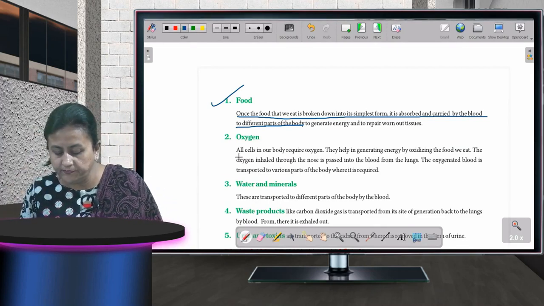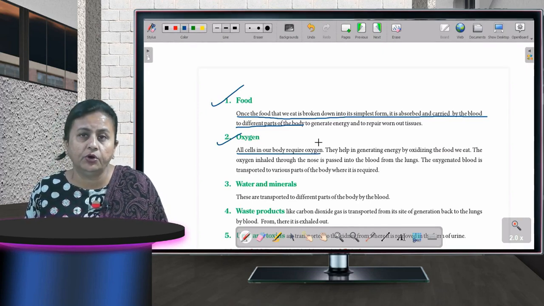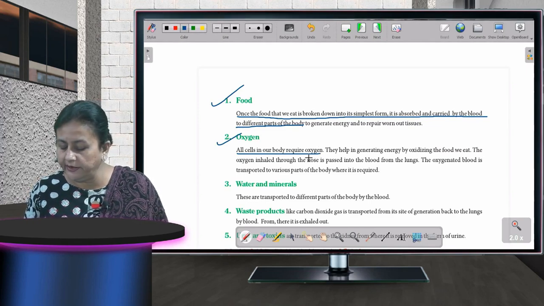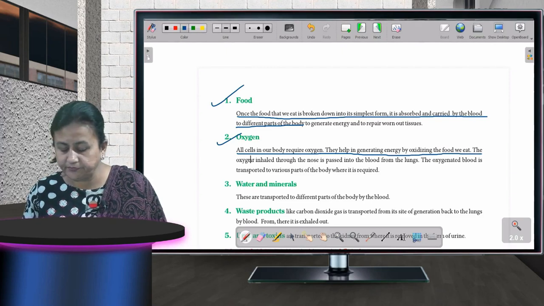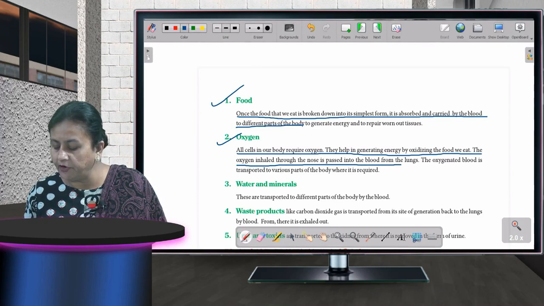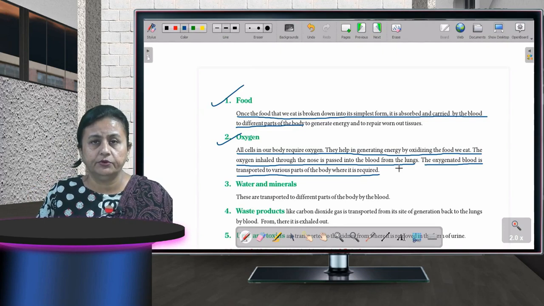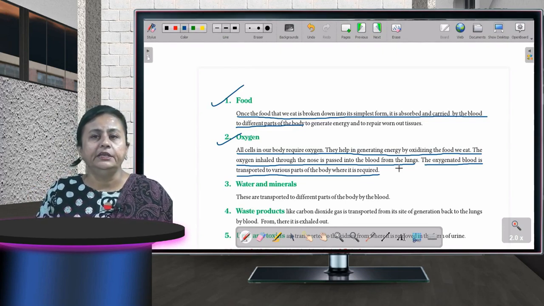Then oxygen. Second is oxygen. All cells in a body require oxygen, that you know. Without oxygen, nothing is possible. So, all cells in a body require oxygen. They help in generating energy by oxidizing the food we eat. The oxygen inhaled through the nose is passed into the blood from the lungs, and the oxygenated blood is transported to various parts of the body wherever it is required. Okay, first was food, now second was oxygen. So a body needs oxygen.